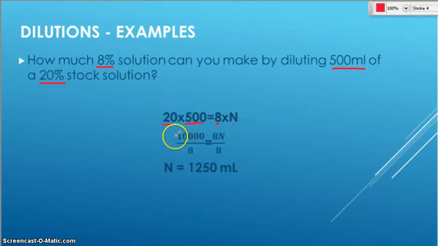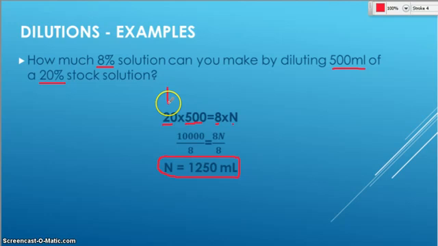20 times 500 is 10,000. 8 times N is just 8N. We're going to divide both sides by 8, and we get a final quantity of 1,250.